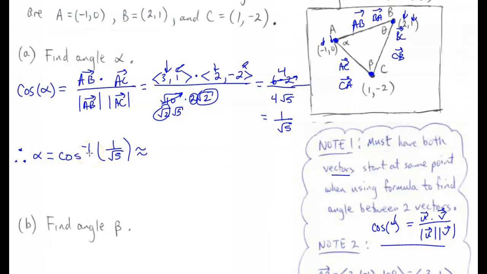And since 1 divided by square root of 5 is positive, we know that this angle is going to be in quadrant 1. In terms of radians, we would get 1.107 radians. In degrees, this would be roughly 63.43 degrees.